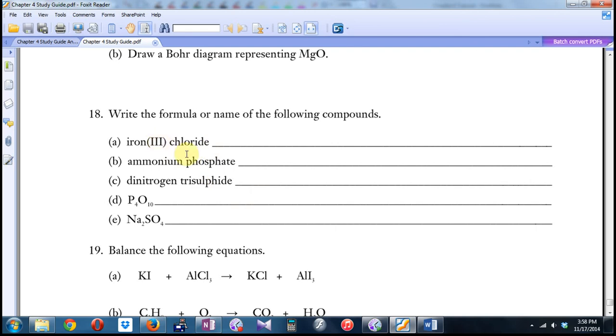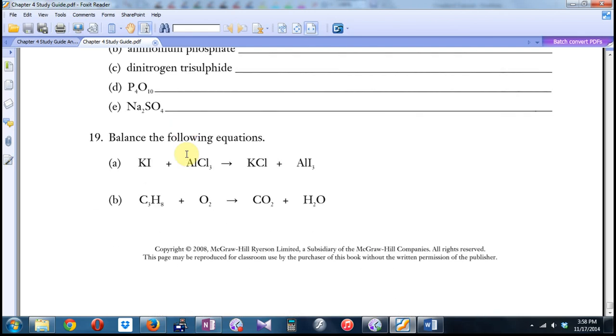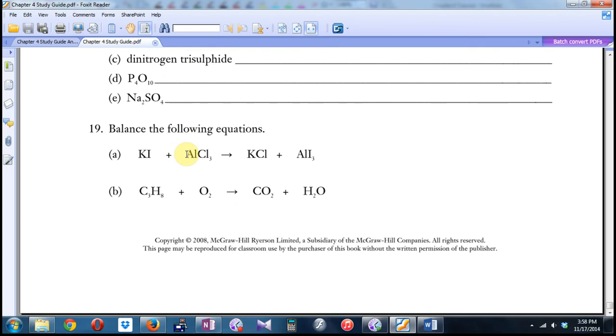In fact, if you look at the first two pages on the study guide, I turned that into one big chart, where either I give you the name, here's the formula, or I give you the formula, here's the name. Some covalent, some ionic. And then balancing some more equations. You want to try 19? Or are you guys okay on balancing?